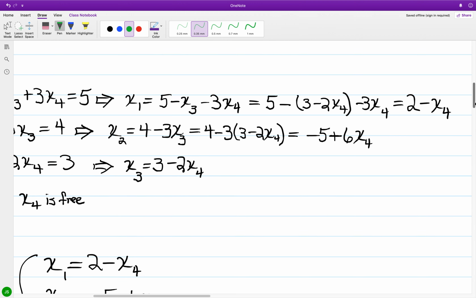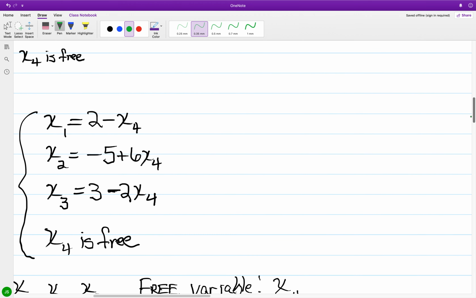So for the solution set, we're going to have that x of 1 is equal to 2 minus x of 4. x of 2 is equal to negative 5 plus 6x of 4. x of 3 is equal to 3 minus 2x of 4. And x of 4, again, is free. So any variable expressions that we have to the right, upon simplifying, would be what are referred to again as free variables.